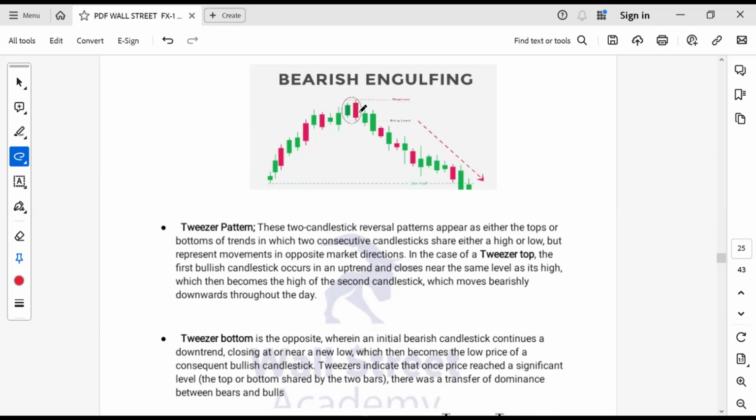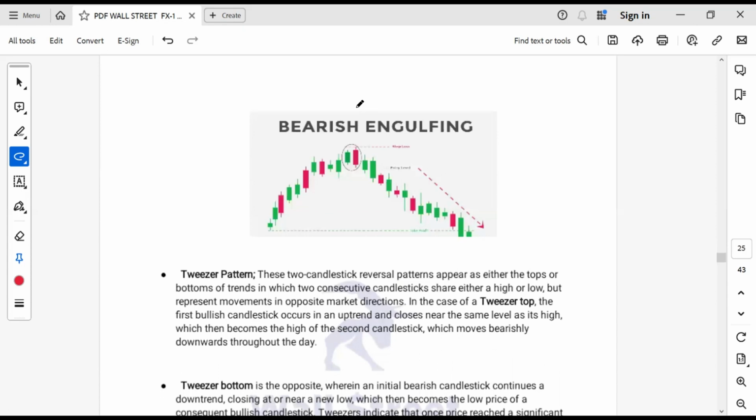I don't really need to say much here because you know that for something to be engulfed means for something to overcome or overshadow, right? So that's why you look for this. And these are things that in an uptrend you look out for to help you go in for what? Sell, right?